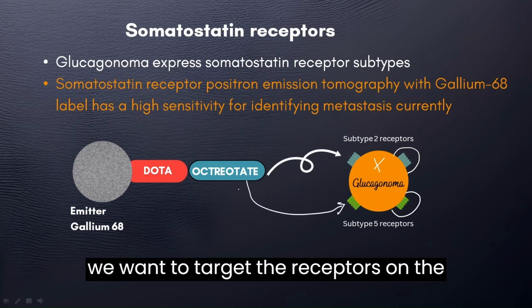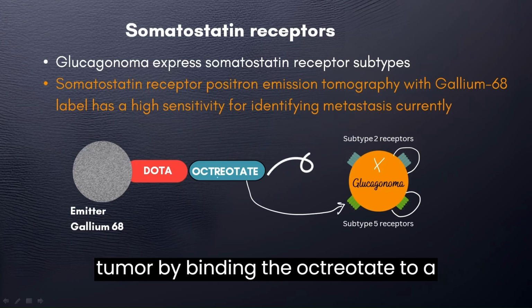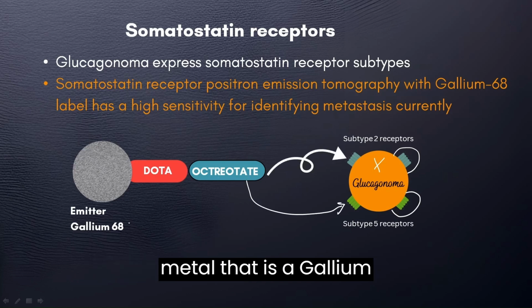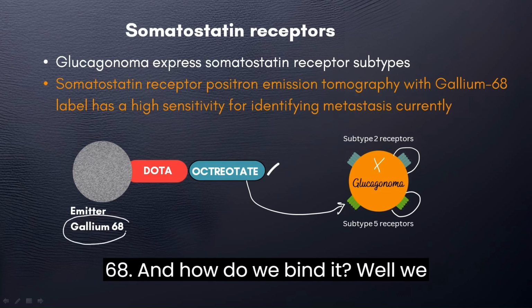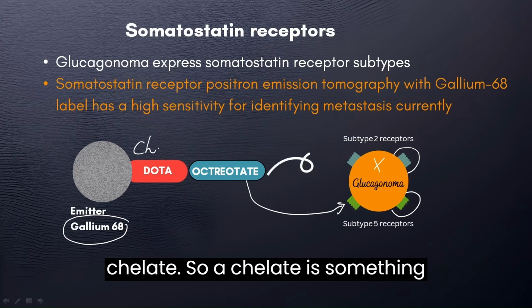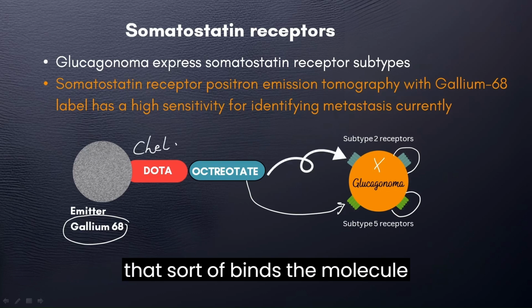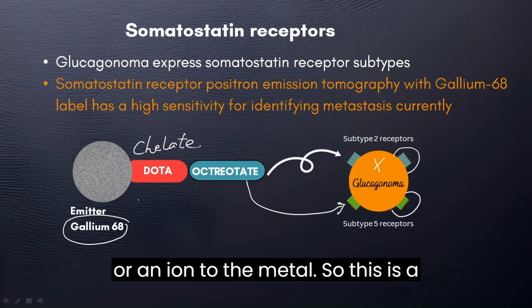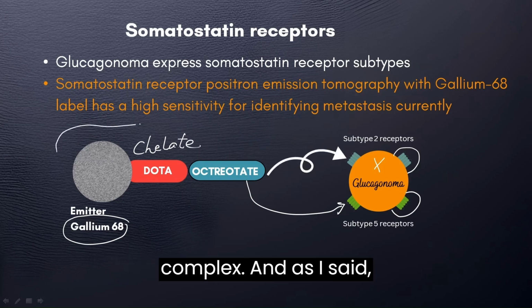So we want to target the receptors on the tumor by binding the octreotate to a metal that is a gallium 68. And how do we bind it? Well, we use something called DOTA. DOTA is a chelate. So a chelate is something that sort of binds a molecule or an ion to the metal. So this is a complex.